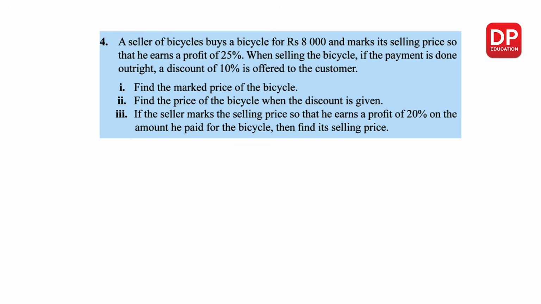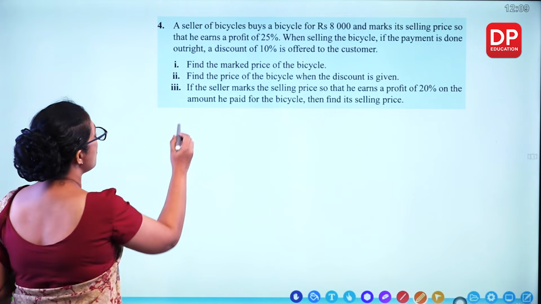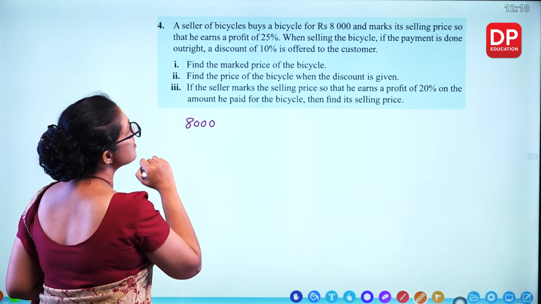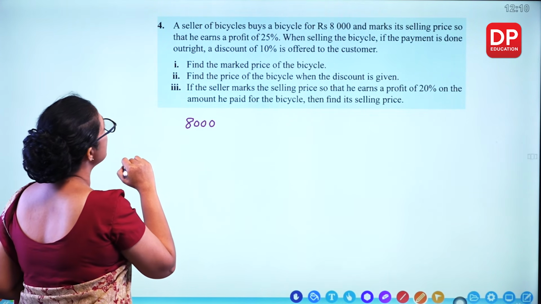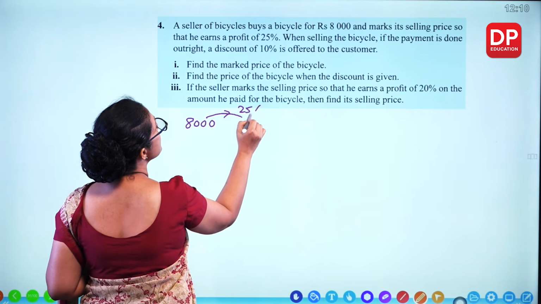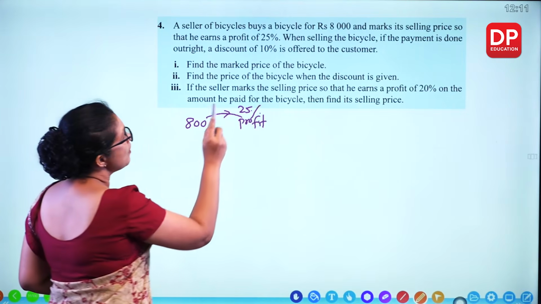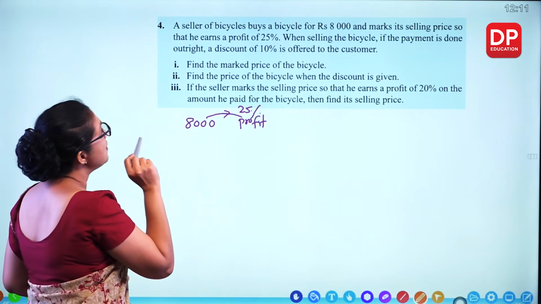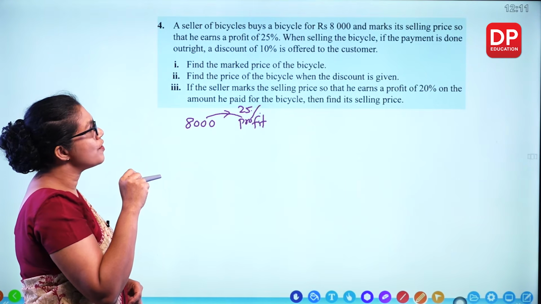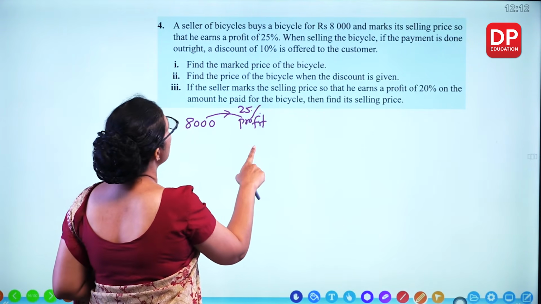Question number 4. A seller of bicycles buys a bicycle for 8000 rupees and marks its selling price so that he earns a profit of 25%. When selling the bicycle, if the payment is done outright, a discount of 10% is offered to the customer. So 10% discount.